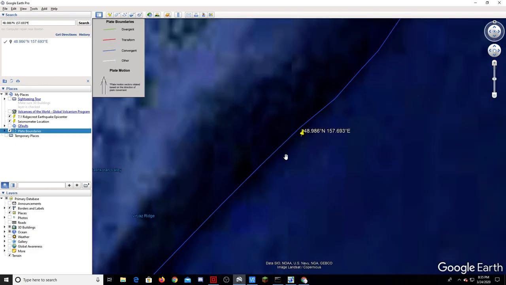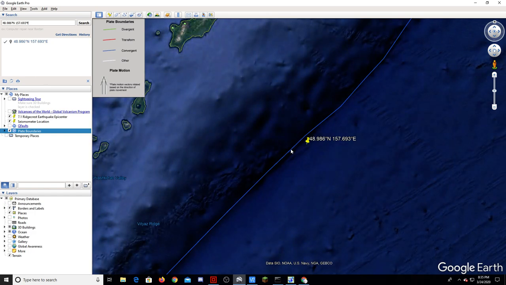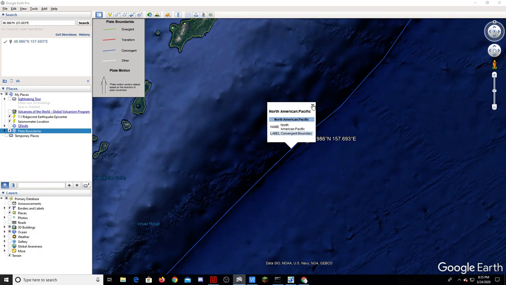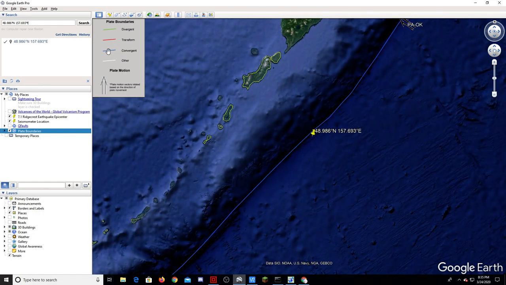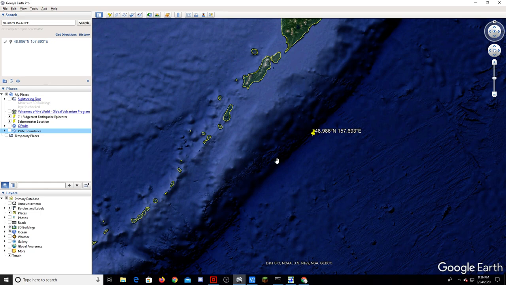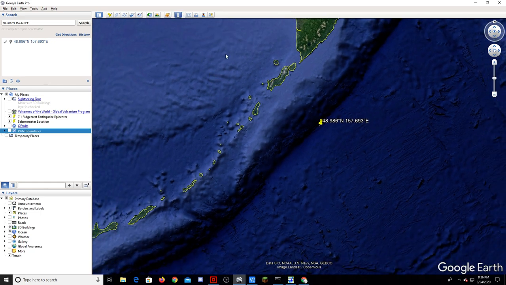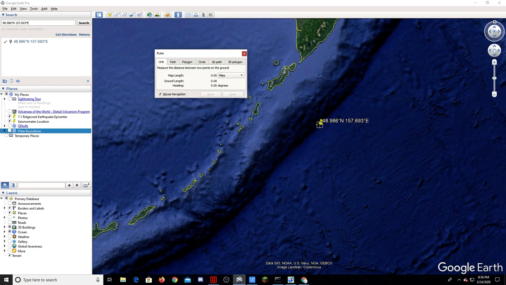Computer's been a bit slow today. There we go. So it occurred between the North American plate and Pacific plate. And you can see it's a subduction zone, as it says here. Convergent, because of the trench. And let's see how far this was from our seismometers.